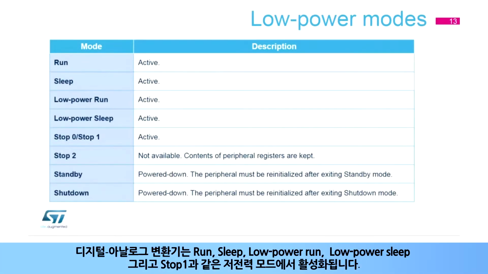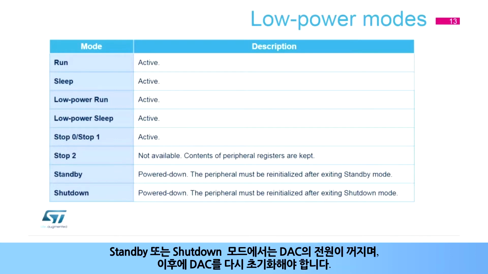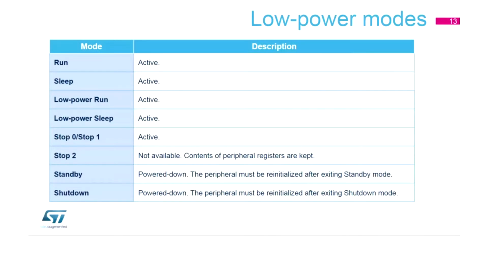The digital-to-analog converter is active in the following low-power modes: run, sleep, low-power run, low-power sleep, stop 0, and stop 1. In stop 2 mode, the DAC is not available, but the content of its registers is kept. In standby or shutdown modes, the DAC is powered down and it must be reinitialized afterwards.